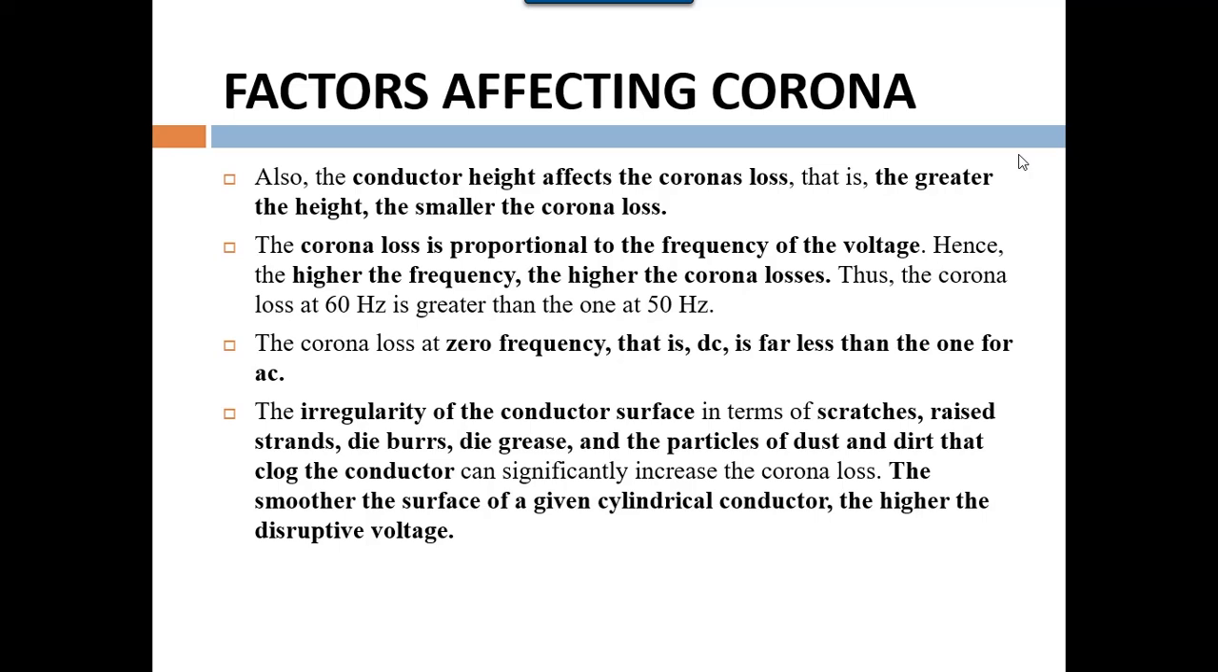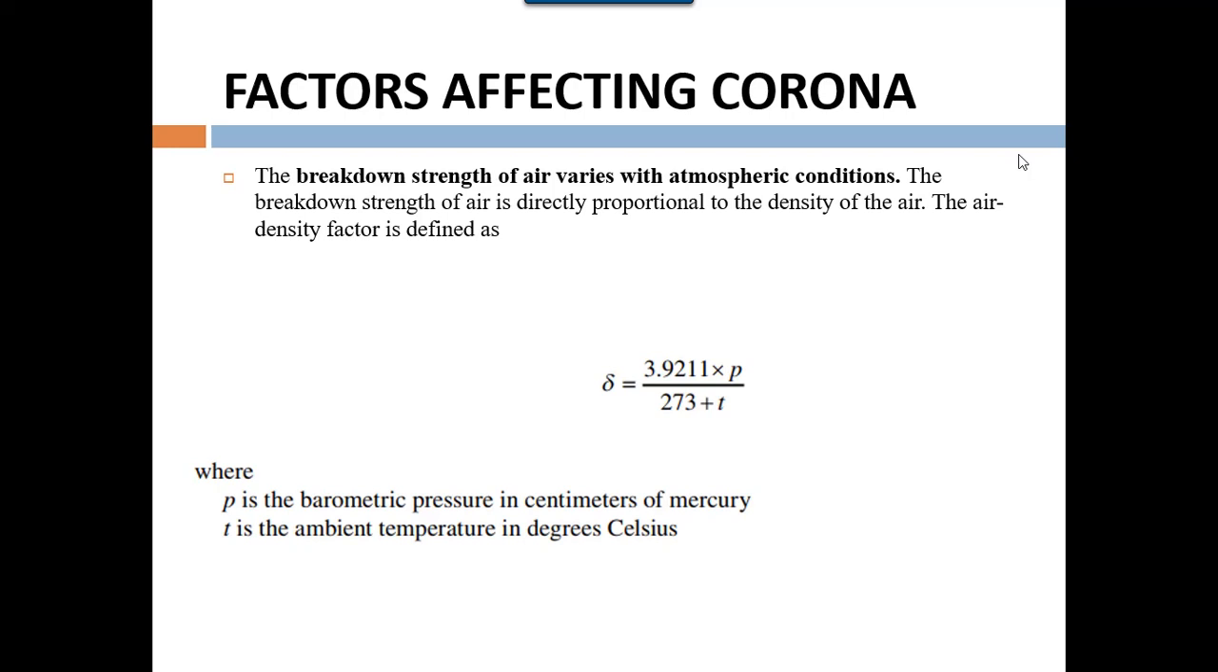Similarly, the irregularity of the conductor surface in terms of scratches, raised strands, die burrs, die grease, and the particles of dust and dirt that clog the conductor can significantly increase corona. You have to remember this: the smoother the surface, the lower the chances of corona, and the rougher the surface, the higher the chances of corona.